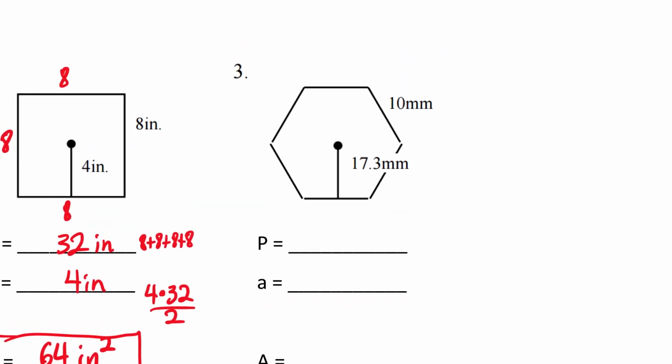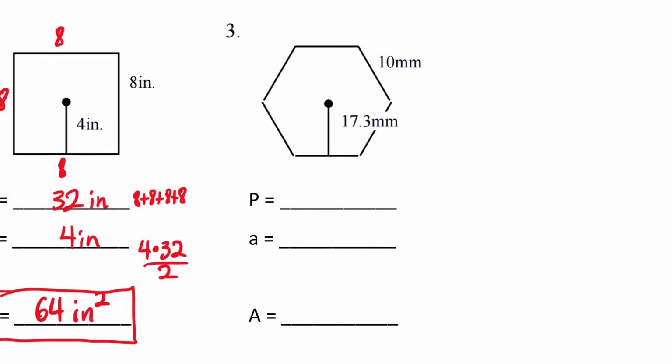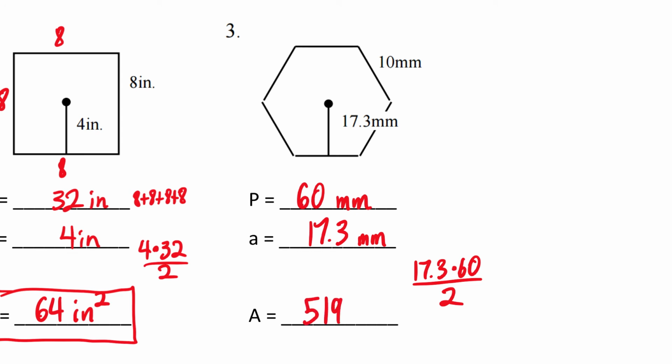All right, on this number 3 here, what shape is this? Hexagon. It is a hexagon. Each side is 10, so what's the perimeter going to be? 60. It's going to be 60. How long is the apothem? 17.3. So we're going to do the apothem times the perimeter divided by 2. And that's going to give you exactly 519 square millimeters.